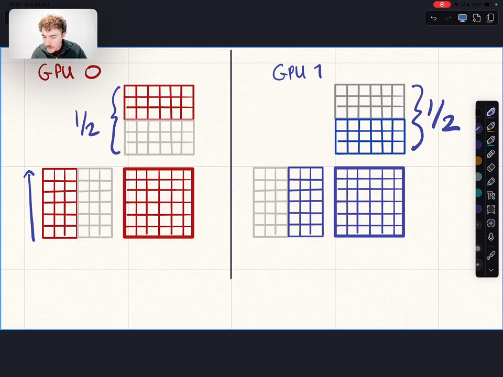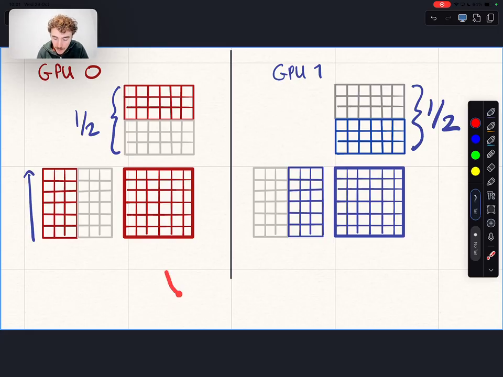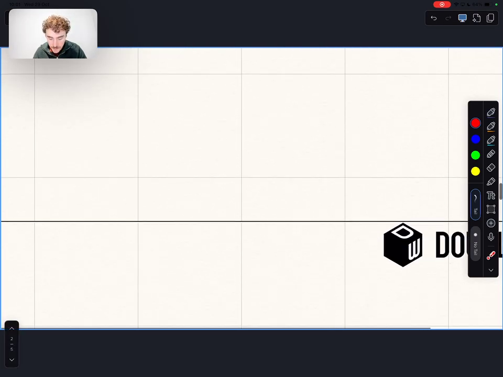So the picture I've drawn here isn't quite how you do tensor parallelism in practice. The problem with this is that after every single matrix multiplication, you have to do this communication step where you sum the two up. And in practice, you can actually do a bit better by utilizing the structure of how we do matrix multiplications in transformers.